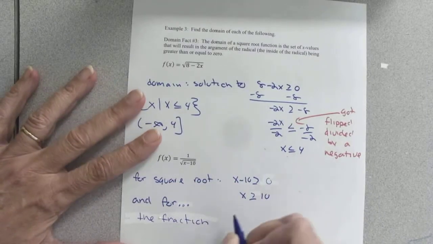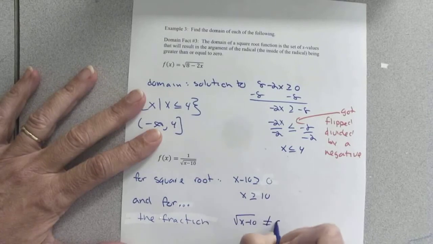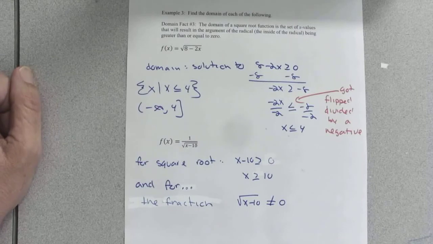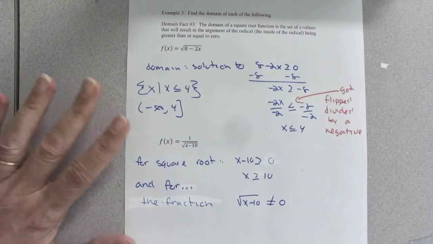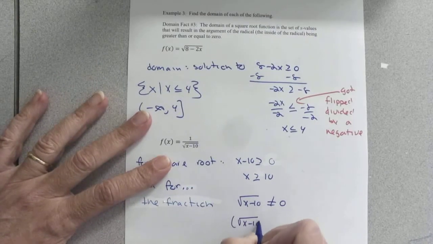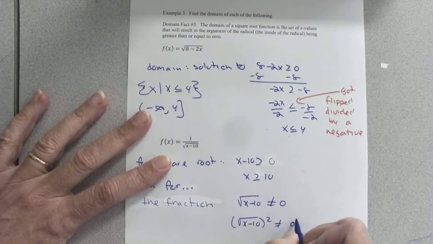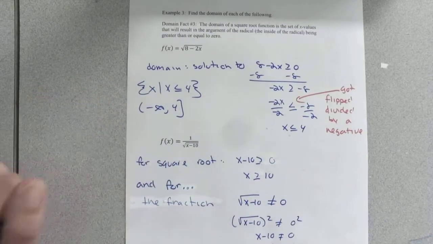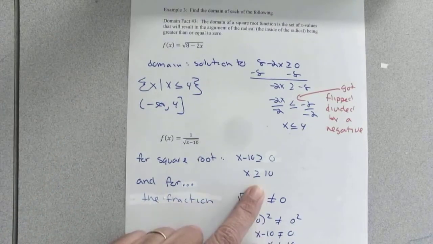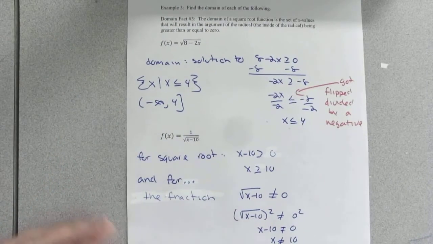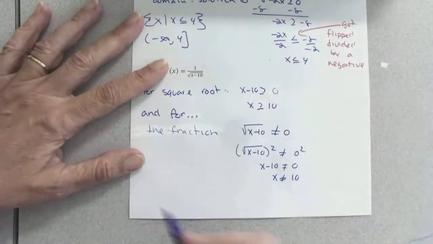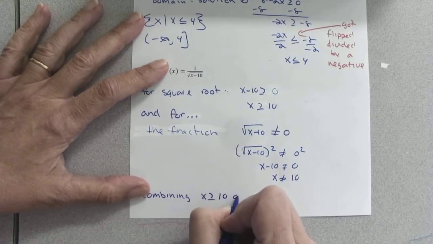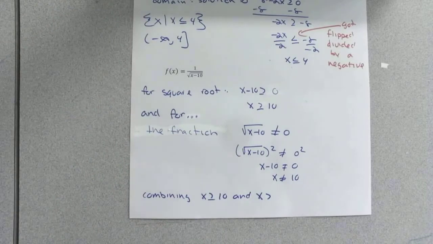And for the fraction, we need that denominator to not be 0. Fractions, you must exclude any place the denominator can be 0. So I could solve this, square both sides. And so I need to combine x greater than or equal to 10 and not equal to 10. So combining x greater than 10 and x not equal to 10.